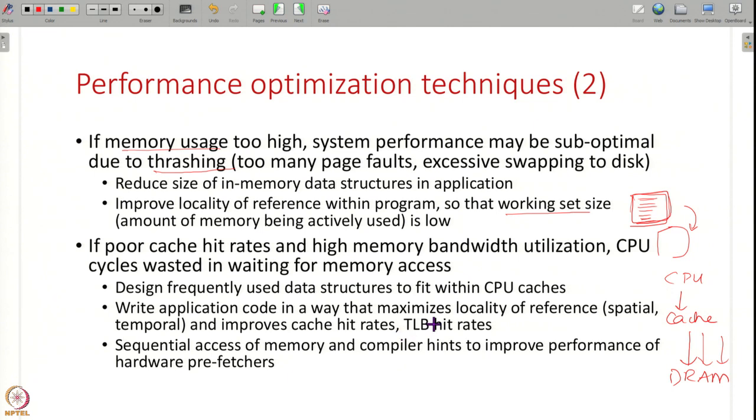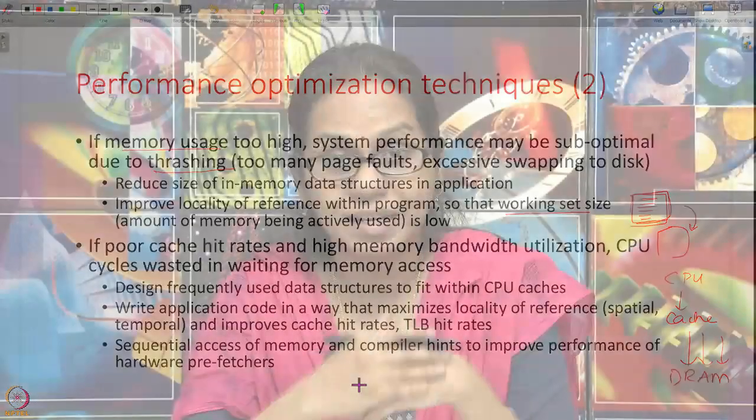You can improve your TLB hit rates, you can try to sequentially access your memory so that the CPU hardware today does prefetching. It tries to fetch ahead of time whatever memory it thinks you will use. So, all of these things you can do in order to improve your cache performance, and we have studied this in a lot of detail when we were studying the memory management part of the course, right. So, depending on what the problem is, if this is the problem, then you do this optimization.